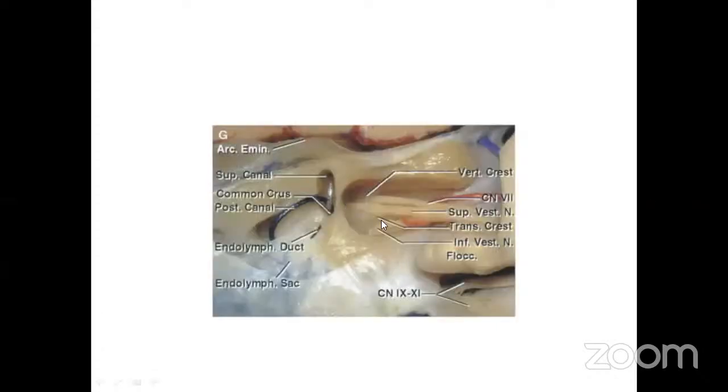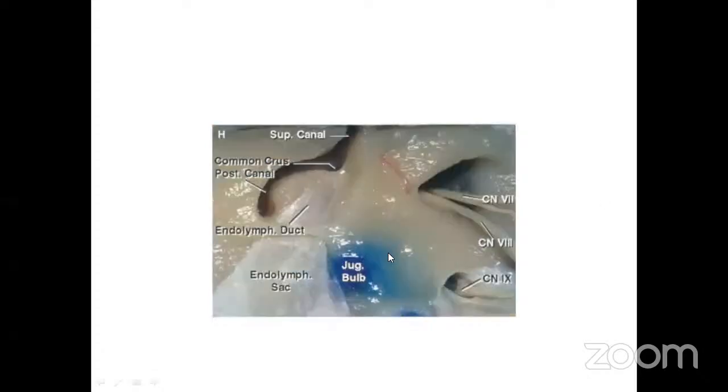In this diagram, we can see the superior canal along with the posterior canal that communicates with the common crus. Inferior-lateral to the canal lie the endolymphatic duct and the endolymphatic sac. This is another diagram that is an enlarged view. The superior canal along with the common crus goes into the posterior canal. The endolymphatic duct and endolymphatic sac lie inferior-lateral to the internal acoustic meatus. This is the jugular bulb.